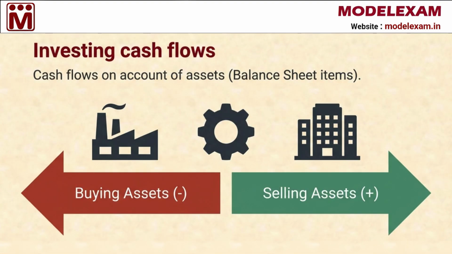Next is investing cash flows. This section reflects the company's growth strategy based on balance sheet items. When a company buys assets like machinery or land, money leaves the company, so it is a negative cash flow. Conversely, when a company sells its assets, money comes in, resulting in a positive cash flow. Ideally, a growing company will have negative investing cash flows because it is spending money to expand its capacity.